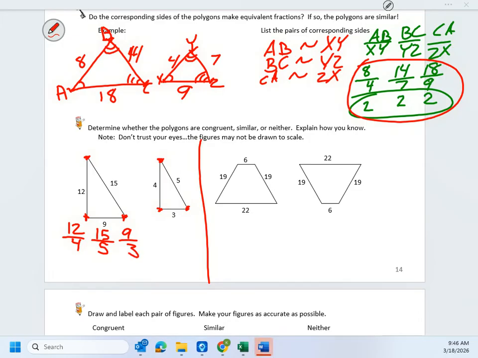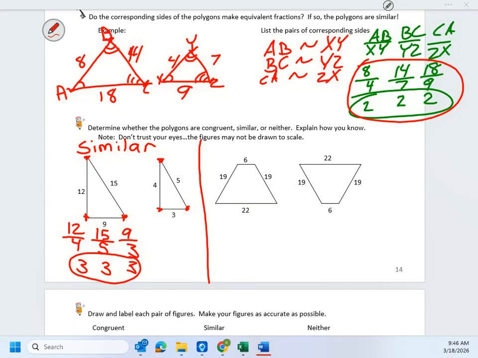What math do I have to do to those fractions? Rhoda? We have to divide. What is 12 divided by 4? 3. What is 15 divided by 5? 3. What is 9 divided by 3? 3. Are they all the same? Yes. I divided each side by 3, so it is proportionate. So what should I write? Congruent, similar, or neither? Jackson? Similar, because all the sides are divided by 3. So it is similar.